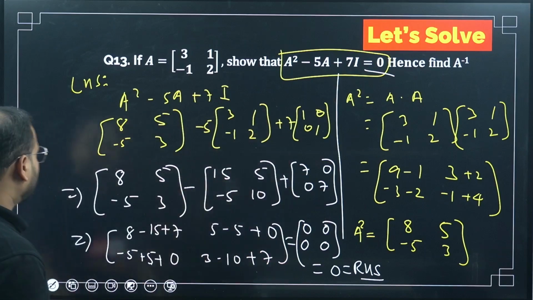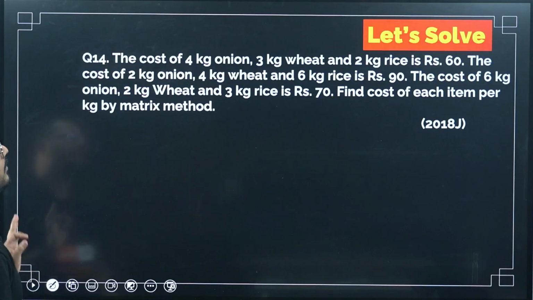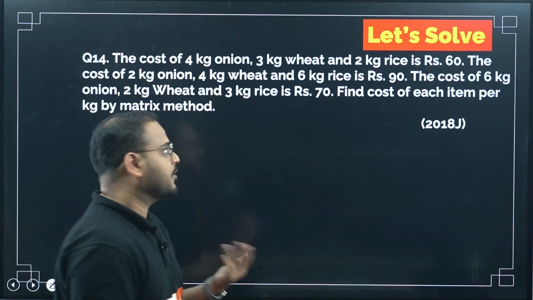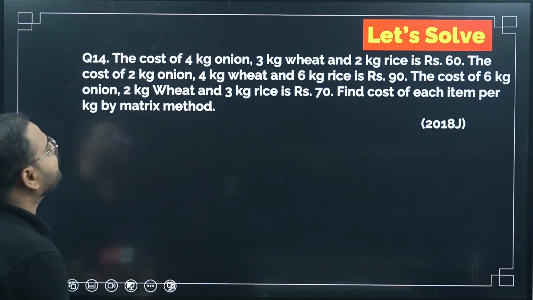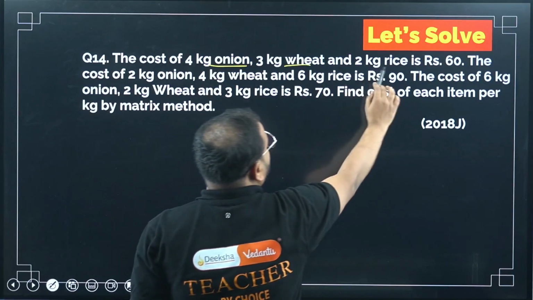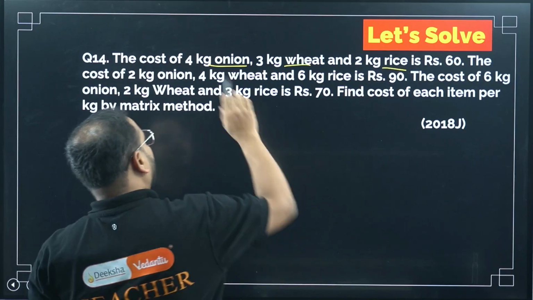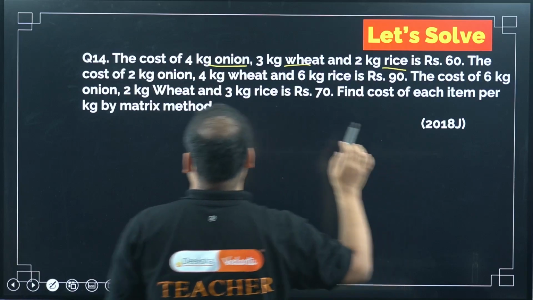Okay. So I'll just show you again from the beginning. Please have a look. Moving on. Question number 14. Cost of 4 kg of onion. Check the order. Onion, wheat, rice. Just check the order first, because I'm trying to identify a variable. Onion, wheat, rice. Good.